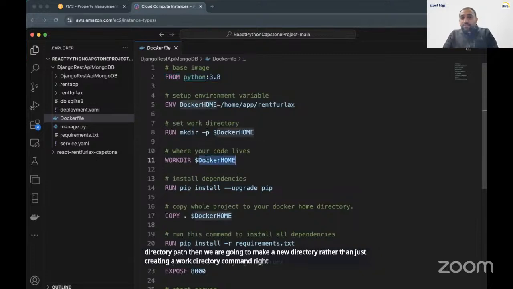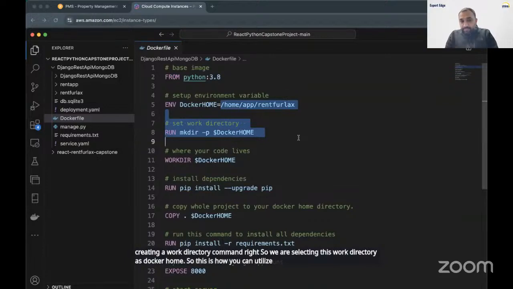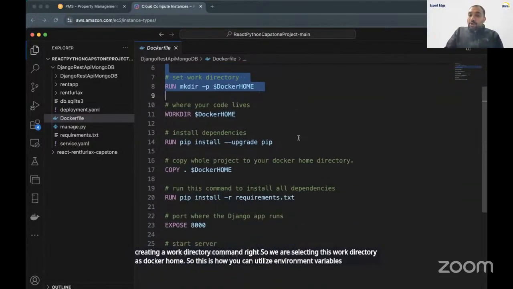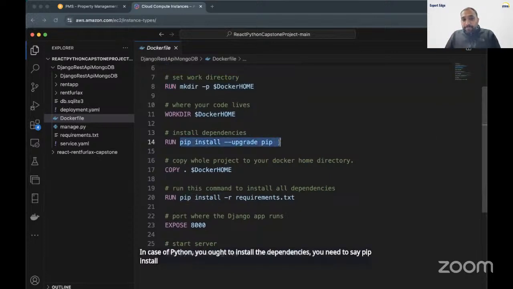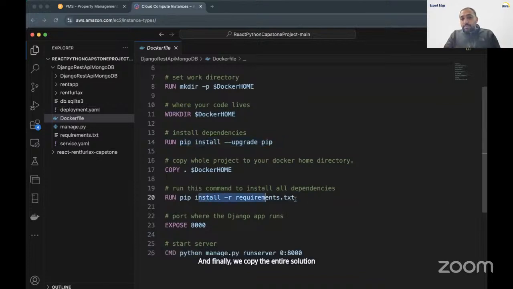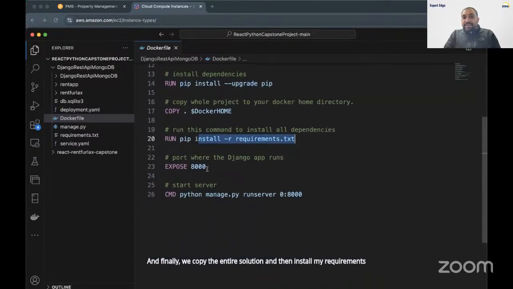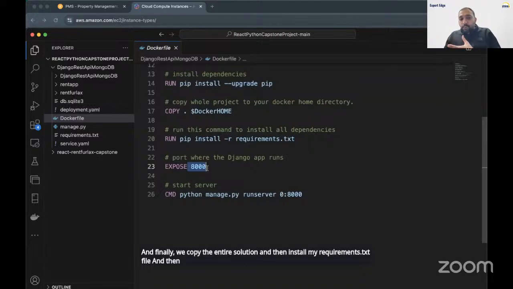So we are selecting this work directory as Docker home. So this is how you can utilize environment variables. In case of Python, in order to install the dependencies, you need to say pip install and then upgrade the pip. And finally, we copy the entire solution and then install my requirements.txt file. And then here we are exposing the port 8000.